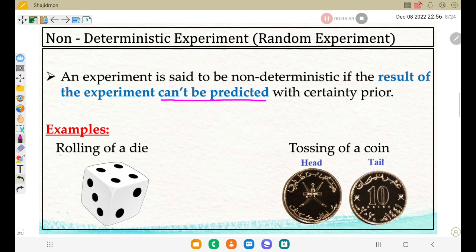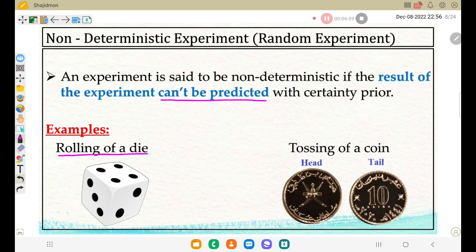For example, if you are rolling a die, you know what a die is, right? This one, which we use when we are playing, correct? So when we are rolling a die, we don't know what outcome we will get, or which side it will come up.